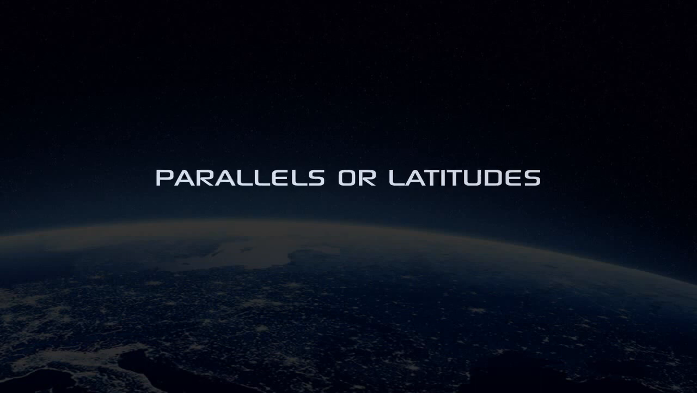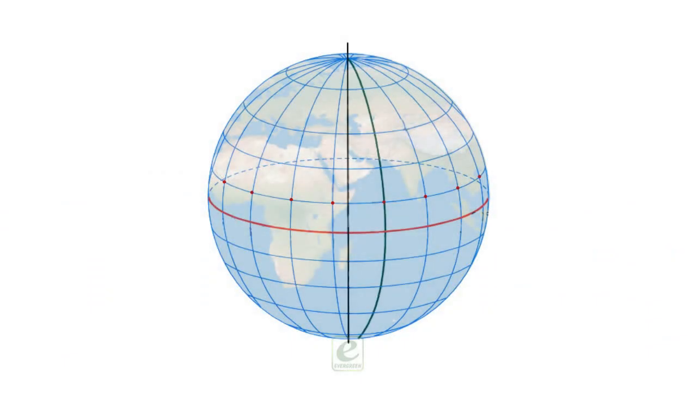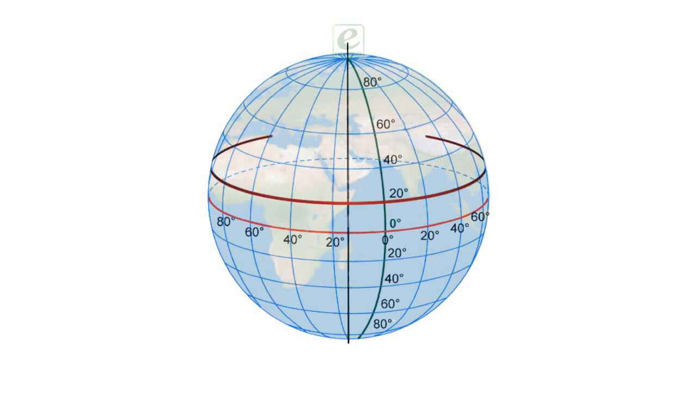Parallels or latitudes. Lines of latitude are imaginary lines running horizontally between the two poles. They are also known as parallels since they are parallel to the equator and are at equal distance from each other. The distance between the latitudes always remains the same, that is 111 kilometers.